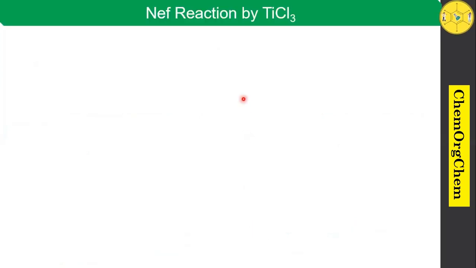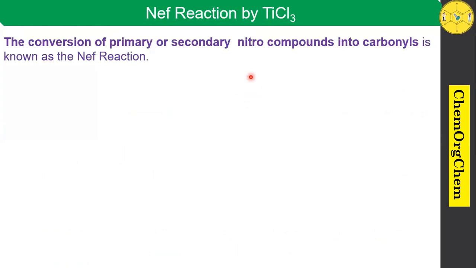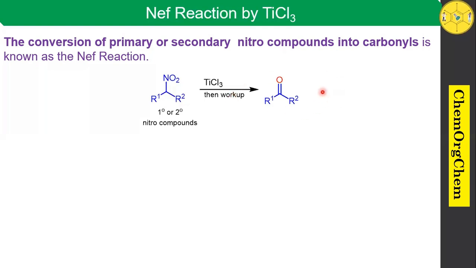So next, moving on, our next application of titanium trichloride is the Nef reaction. The Nef reaction is the conversion of primary or secondary nitro compounds into carbonyls using various reaction conditions, but here we are going to see only the titanium trichloride condition. This type of reaction is known as the McMurry modification of the Nef reaction. According to this reaction, when you take primary or secondary nitro compounds and treat with titanium trichloride followed by workup, it produces the corresponding carbonyl compound.